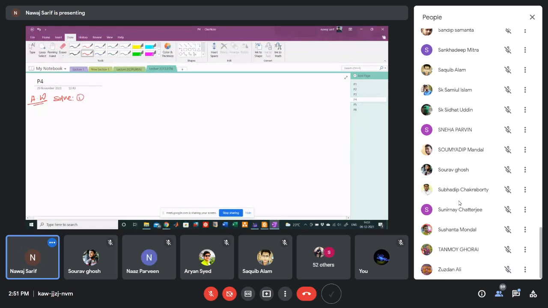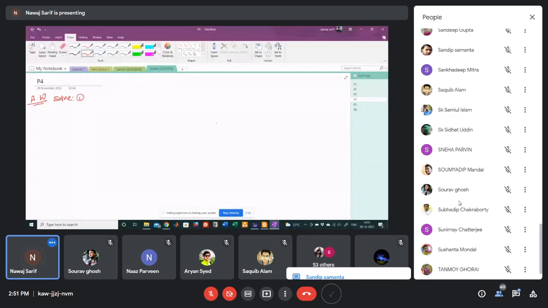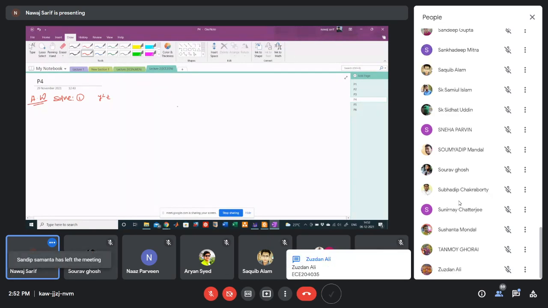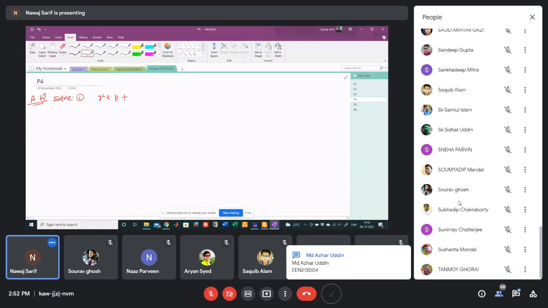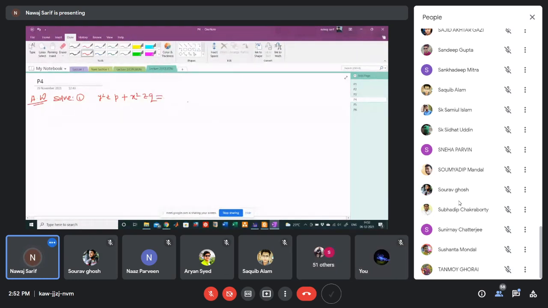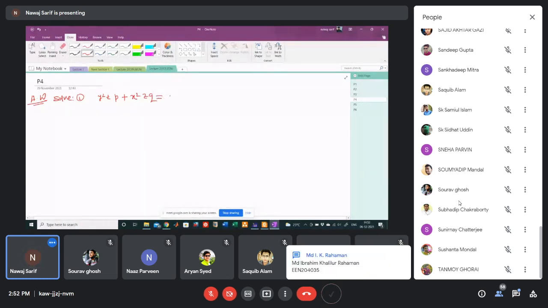Solve number 1. y²z by x, y²z p plus x²zq equals to xy².